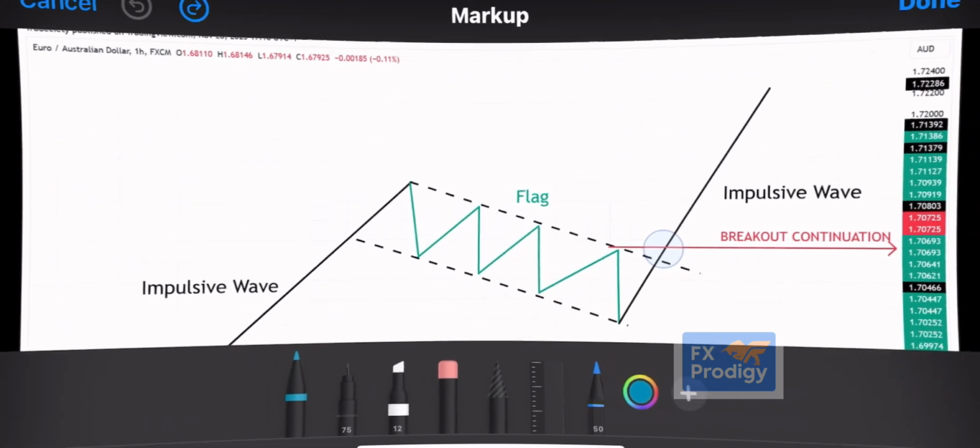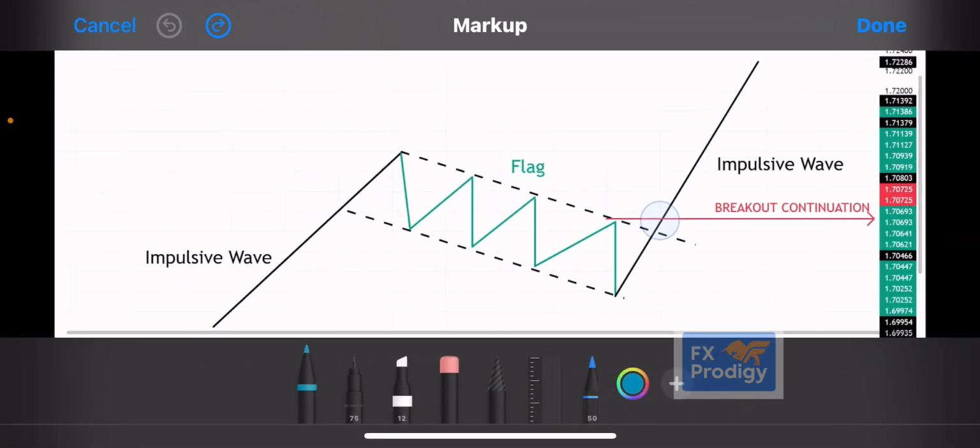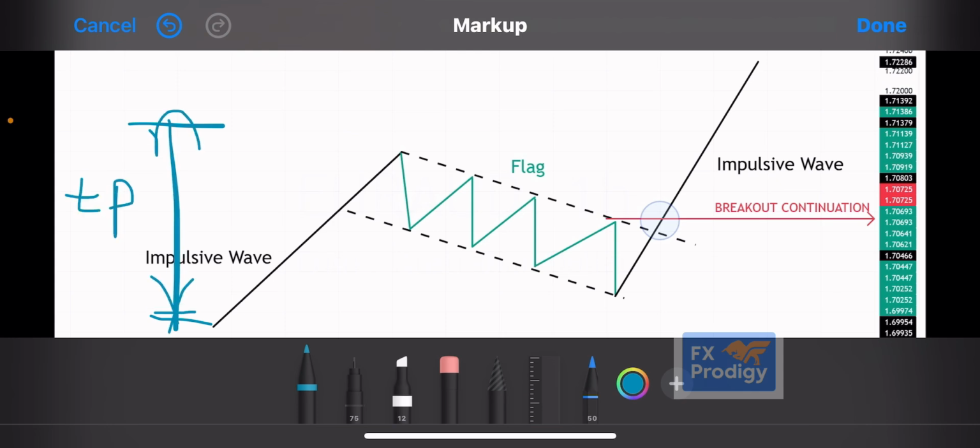Okay guys, so this is our textbook pattern of a flag. That's how it goes. This is the flag pole, and then this is the flag. So how you trade it, you measure here, then you measure here. This will be equal to your TP, your first TP. Let me go with you slowly. So this is how you trade it.